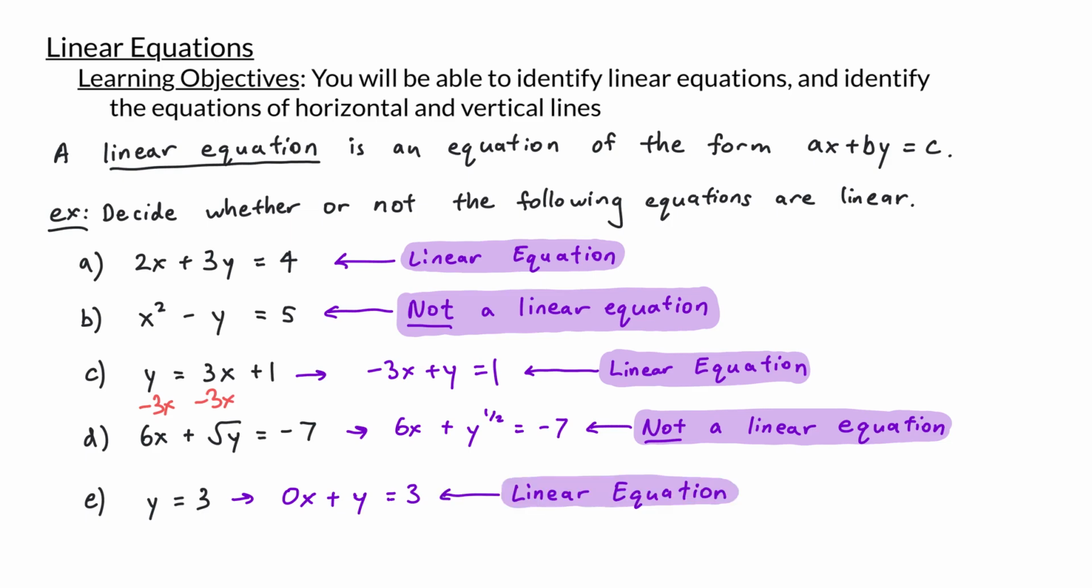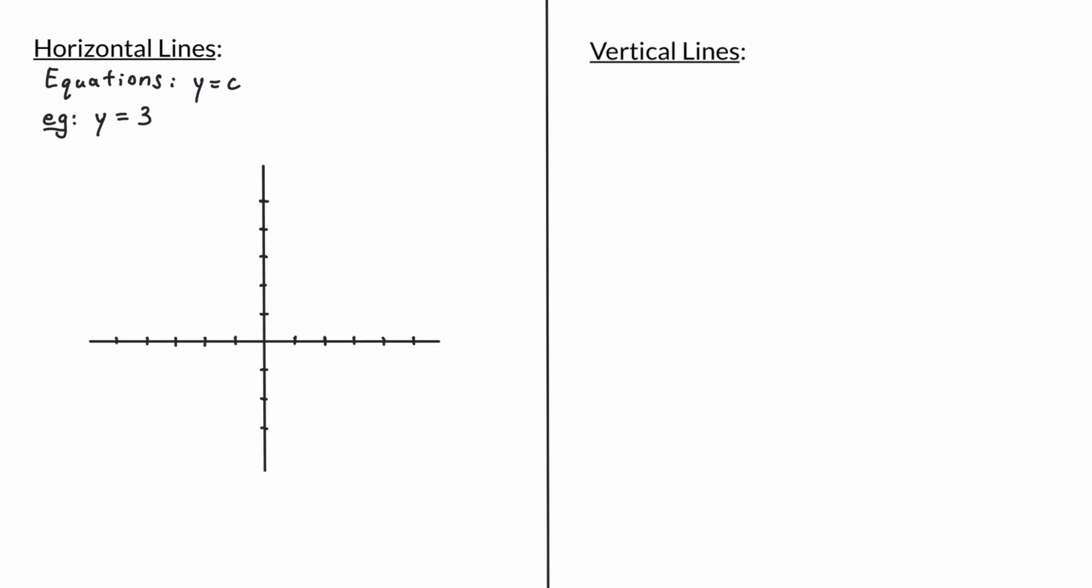This last example actually gets us into our next topic, which is about horizontal and vertical lines. Horizontal lines have equations of the form y equals c. The last example from the previous page, y equals 3, is an example of a horizontal line. Let's try to graph it ourselves to see why such an equation would give us a horizontal line. From a previous video, we learned that to check whether a certain point is on the graph of an equation, we can plug in the x and the y coordinates to see if we end up with a true statement.